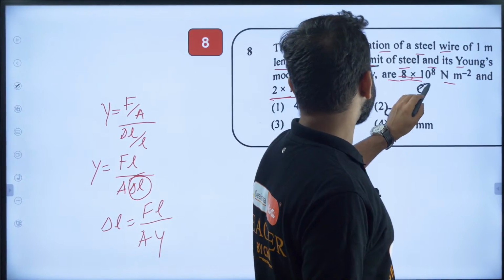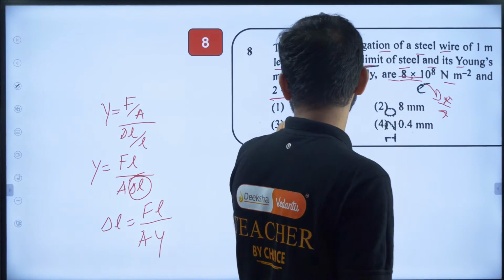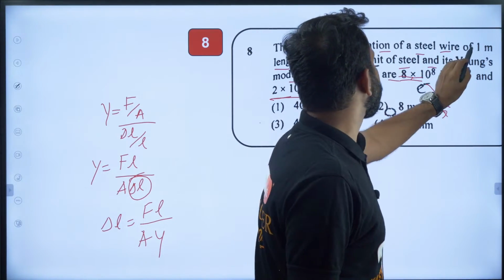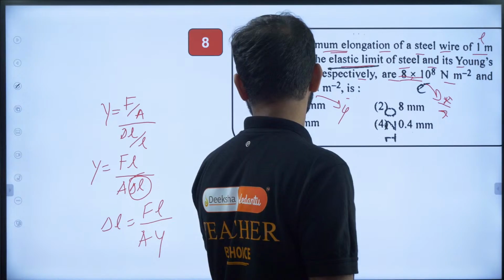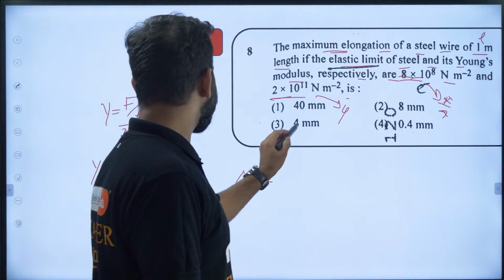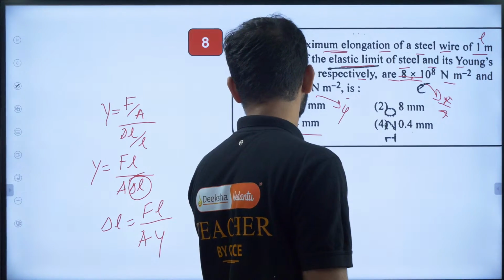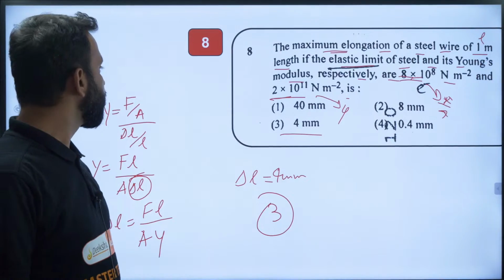So now substitute the values. Here this is F by A, and this is Y, and L is 1 meter. Now substituting the values, you will get delta L is equal to 4 millimeter. So the correct option is 3.